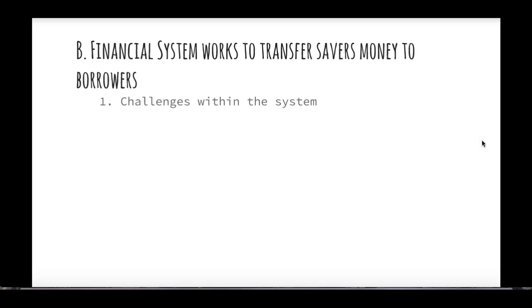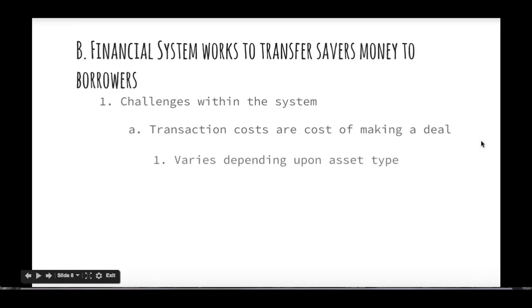Now, within this system, there are some challenges. So one of the challenges within the system is transaction costs. Transaction costs are basically the cost of making a deal. This is not only just the interest rate that you get charged, but also the time and effort that goes into trying to negotiate this deal. Transaction costs can be different depending upon the asset. So the asset type, it can be different.